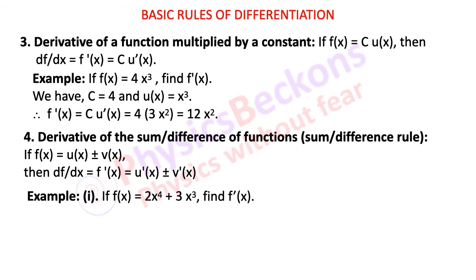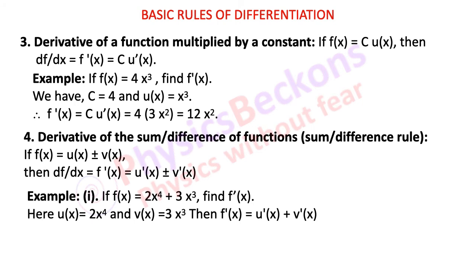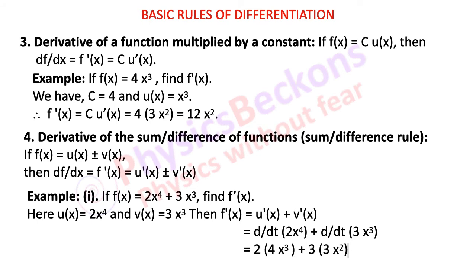As an example, if f(x) is 2x to the power 4 plus 3x cube, we have to find the value of f dash x, or we have to find the differential of f with respect to x. So here u(x) is 2x to the power 4, the first part, and v(x) is 3x to the power 3. So we find out u dash x separately, v dash x separately, and then we add them. That is, the result will be 8x cube plus 9x square.